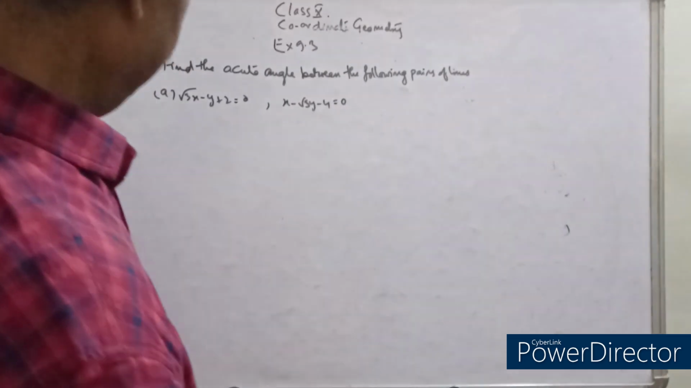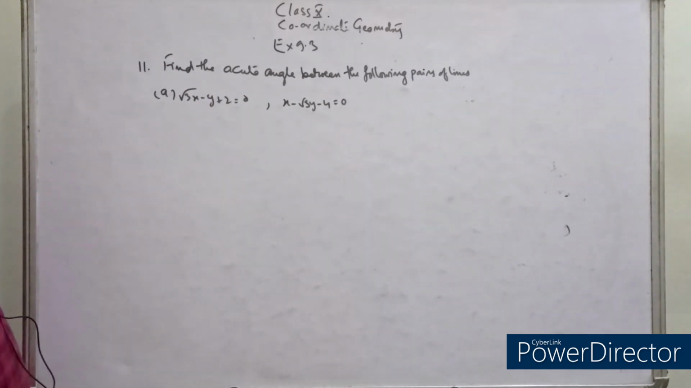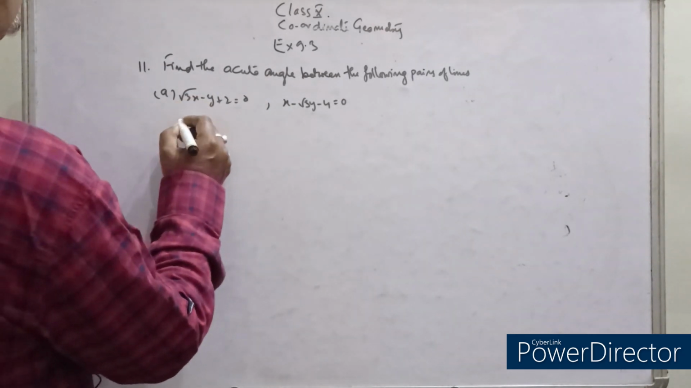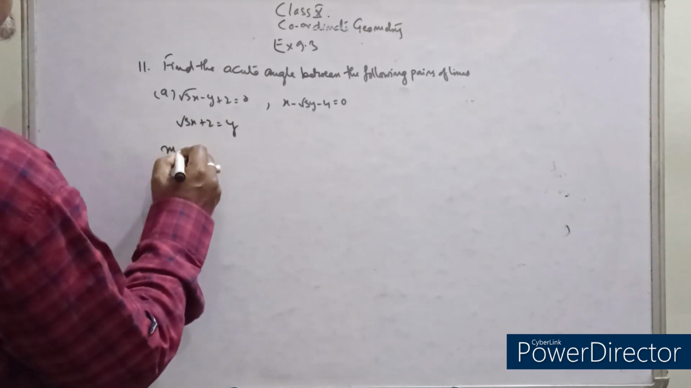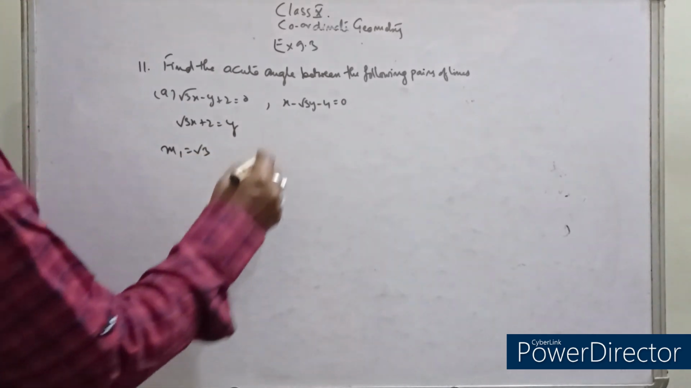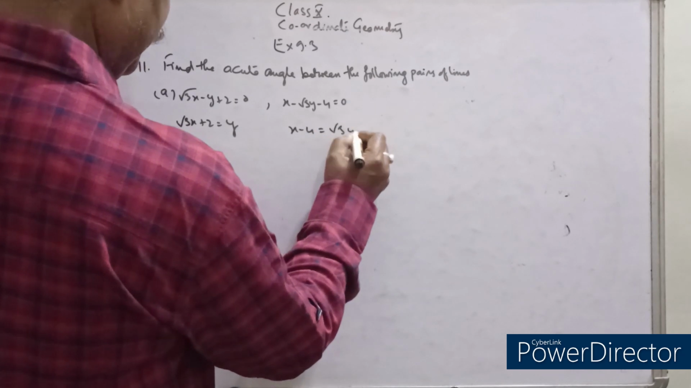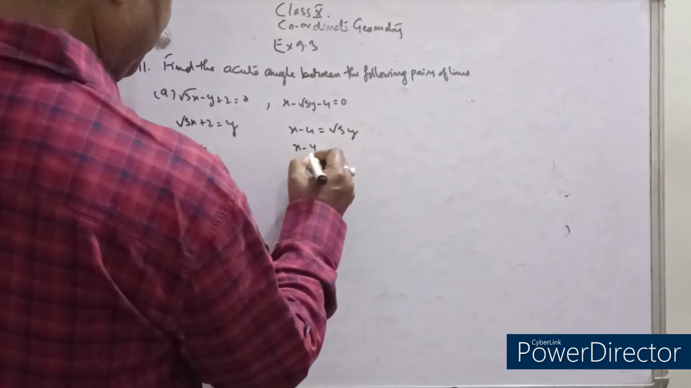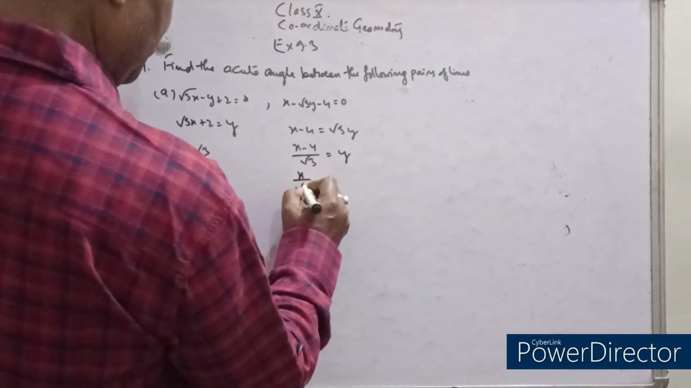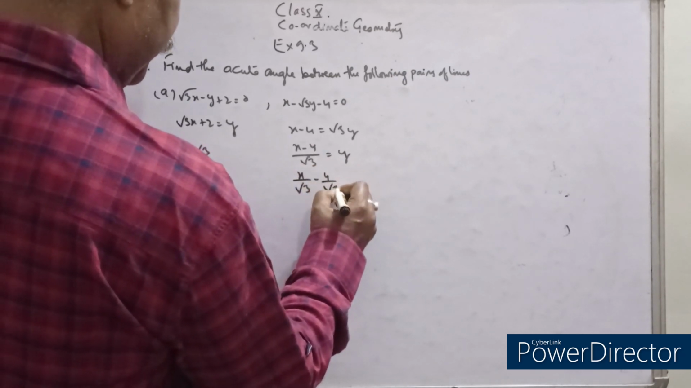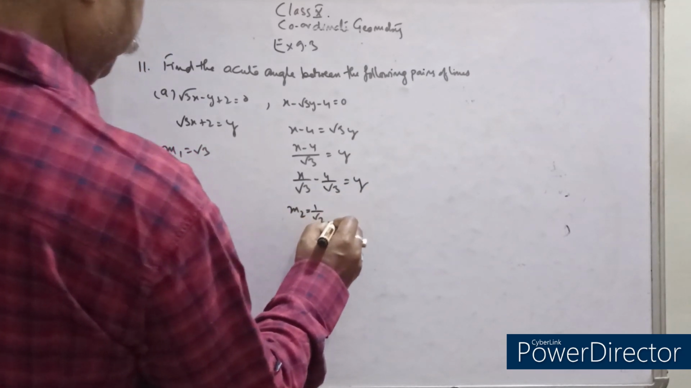Again, in this case, you have to convert this into y is equal to mx plus c, the slope form. So this is root 3 x plus 2 is equal to y. So here m1 is equal to root 3, and here x minus 4 is equal to root 3 y. So (x minus 4) by root 3 is equal to y. So x by root 3 minus 4 by root 3 is equal to y. Here m2 is equal to 1 by root 3.